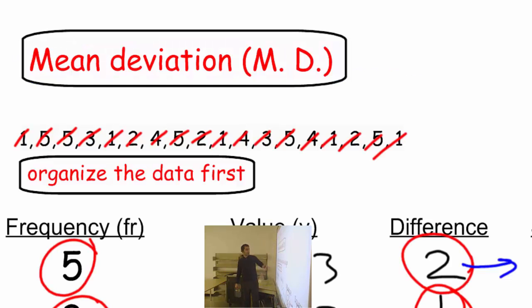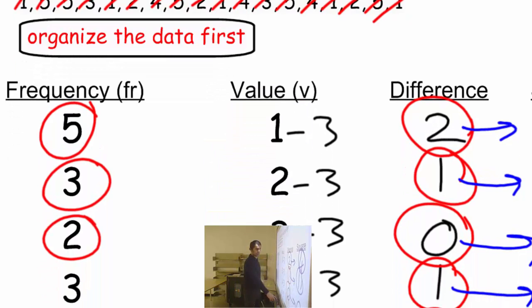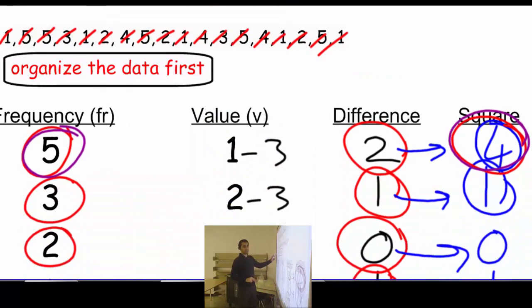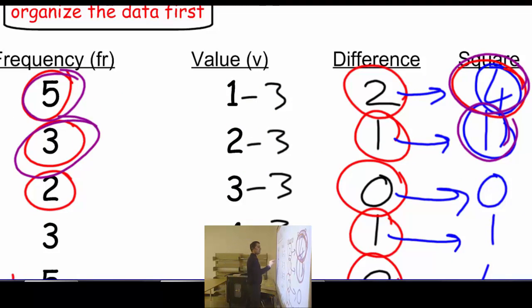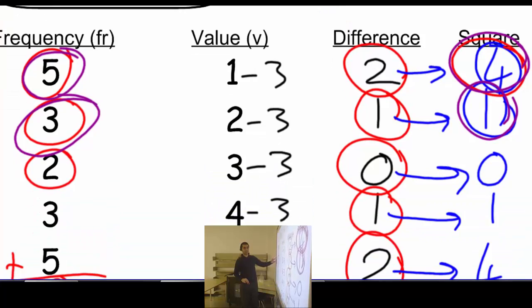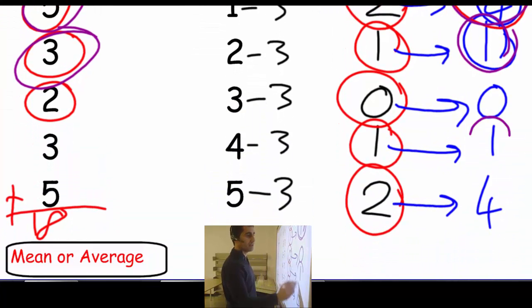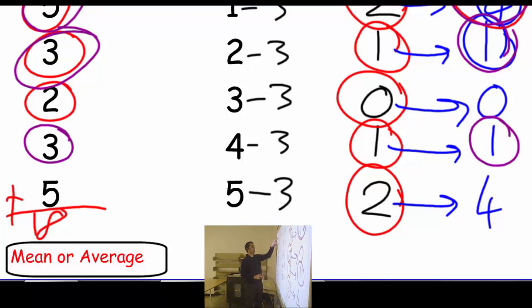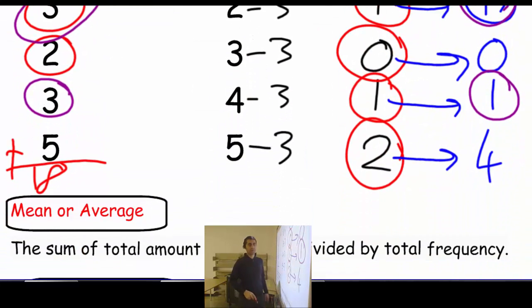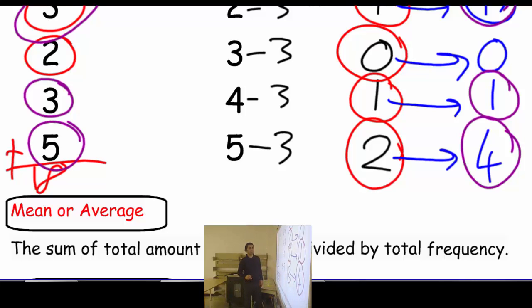Let's go back. 4 times 5 plus. The next number is 1. 1 times 3 plus, then the 0, 0 times 2, and I will ignore that. Let's move on to the next number. Next square difference, 1 times 3, plus the last one, 4 times, what is the frequency? 5. 4 times 5.